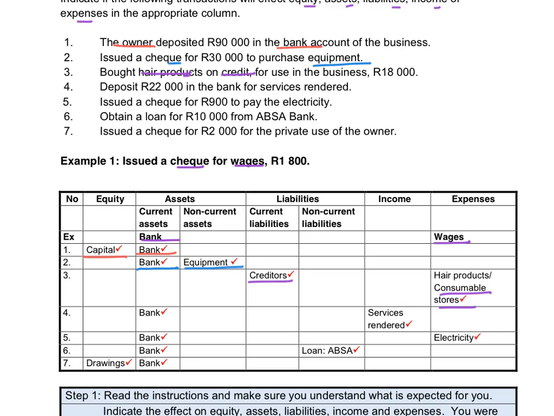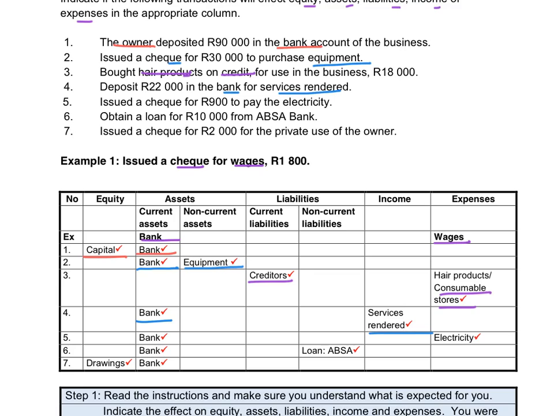Deposit 22,000 in the bank for services rendered. So one entry will be in the bank and the other entry will be services rendered. So bank is a current asset. Services rendered is an income for the business. In some businesses, trading businesses, they will sell goods to make an income so that they can make a profit. In a service undertaking, they don't sell goods, they render a service, and that is the income that will give them money and a profit at the end of the year.